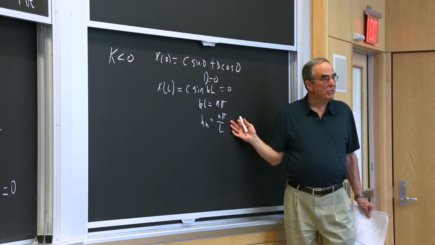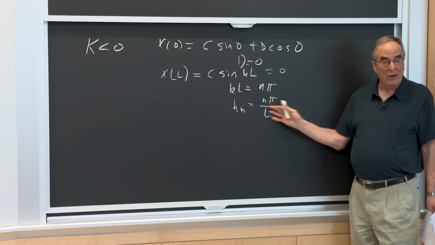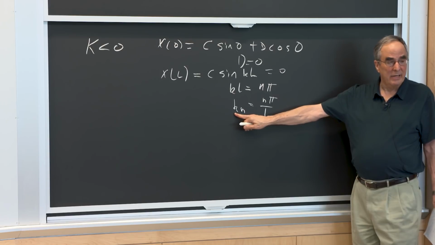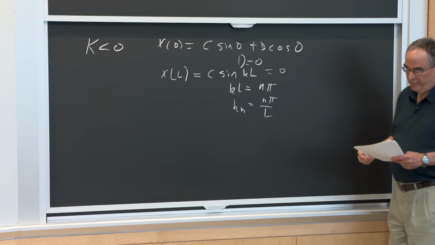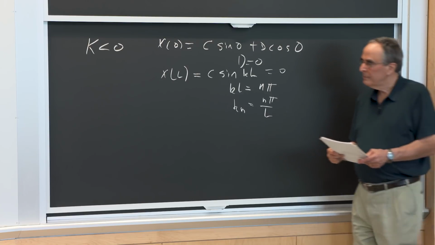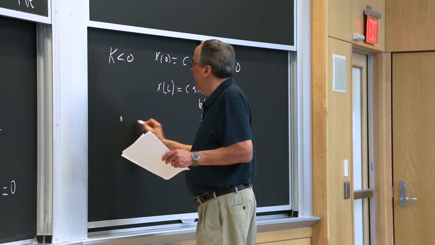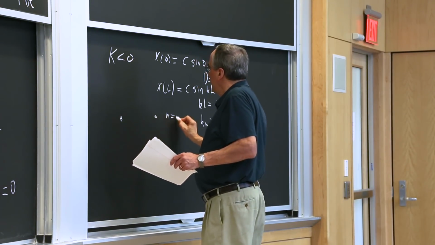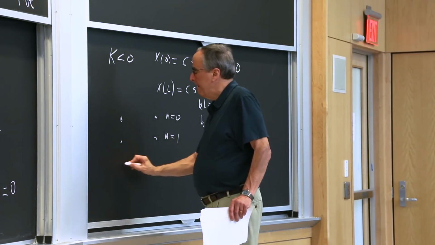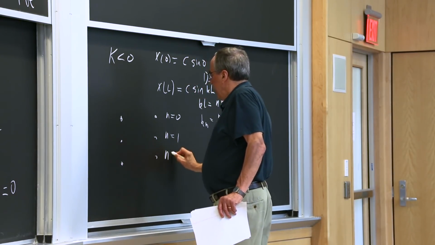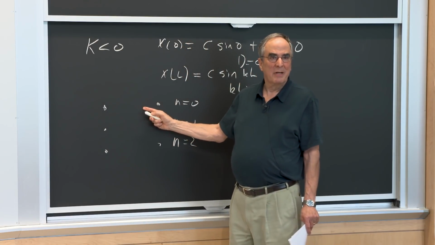We get quantization. This isn't quantum mechanics, but there are certain allowed values of this K constant. And we have a bunch of solutions. And so what do they look like? So n equals 0, n equals 1, n equals 2. So what does the 0 solution look like?